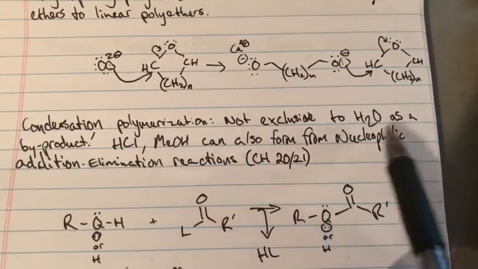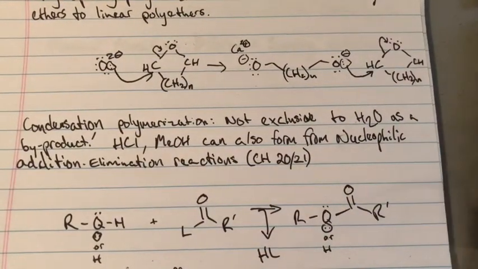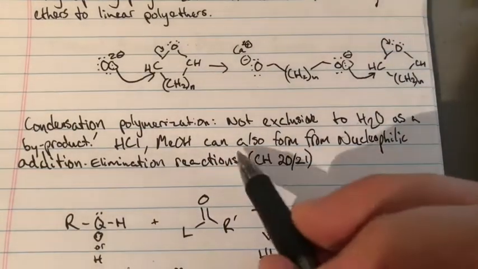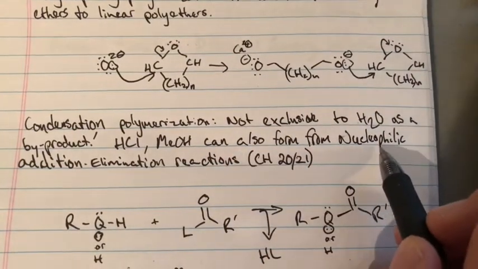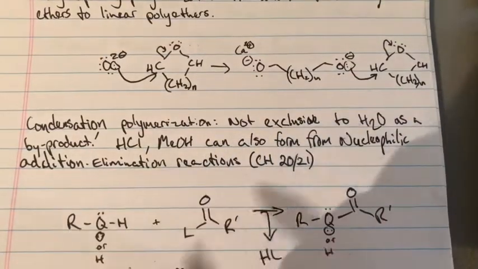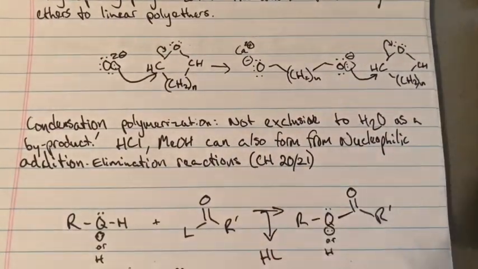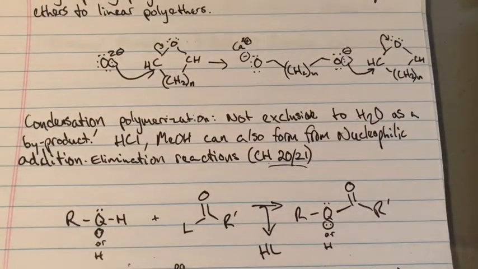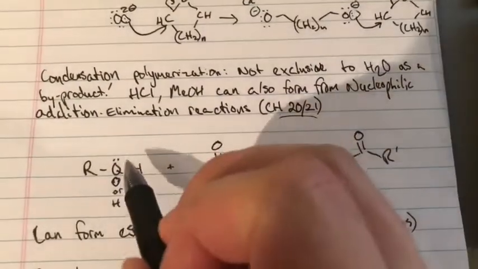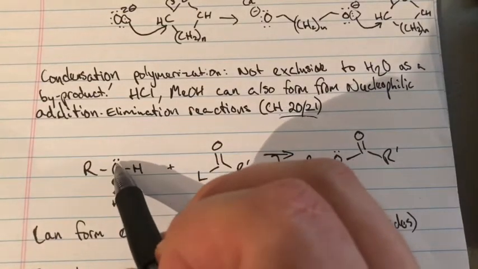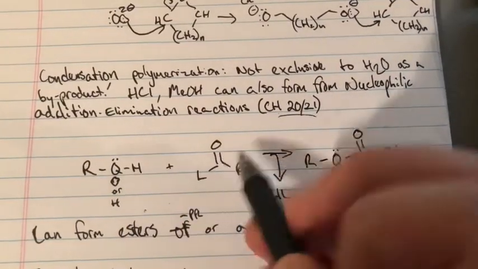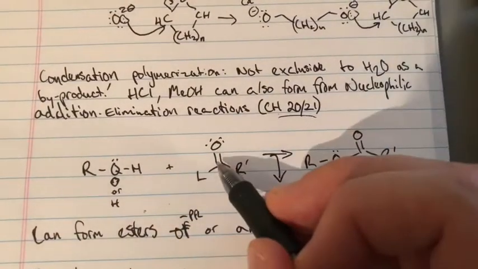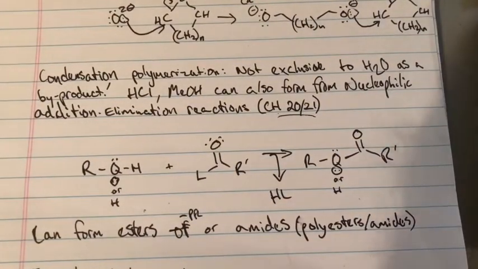So it's not exclusive to water as a byproduct. HCl or methanol can form in other cases. So in other words, this is going to be a nucleophilic addition-elimination reaction. If you want to have a little brush up on that, you can look at chapters 20 and 21. So you're going to have your weak nucleophile that's going to attack this electrophile here. You're going to have some kind of leaving group about this C double bond O carbonyl.